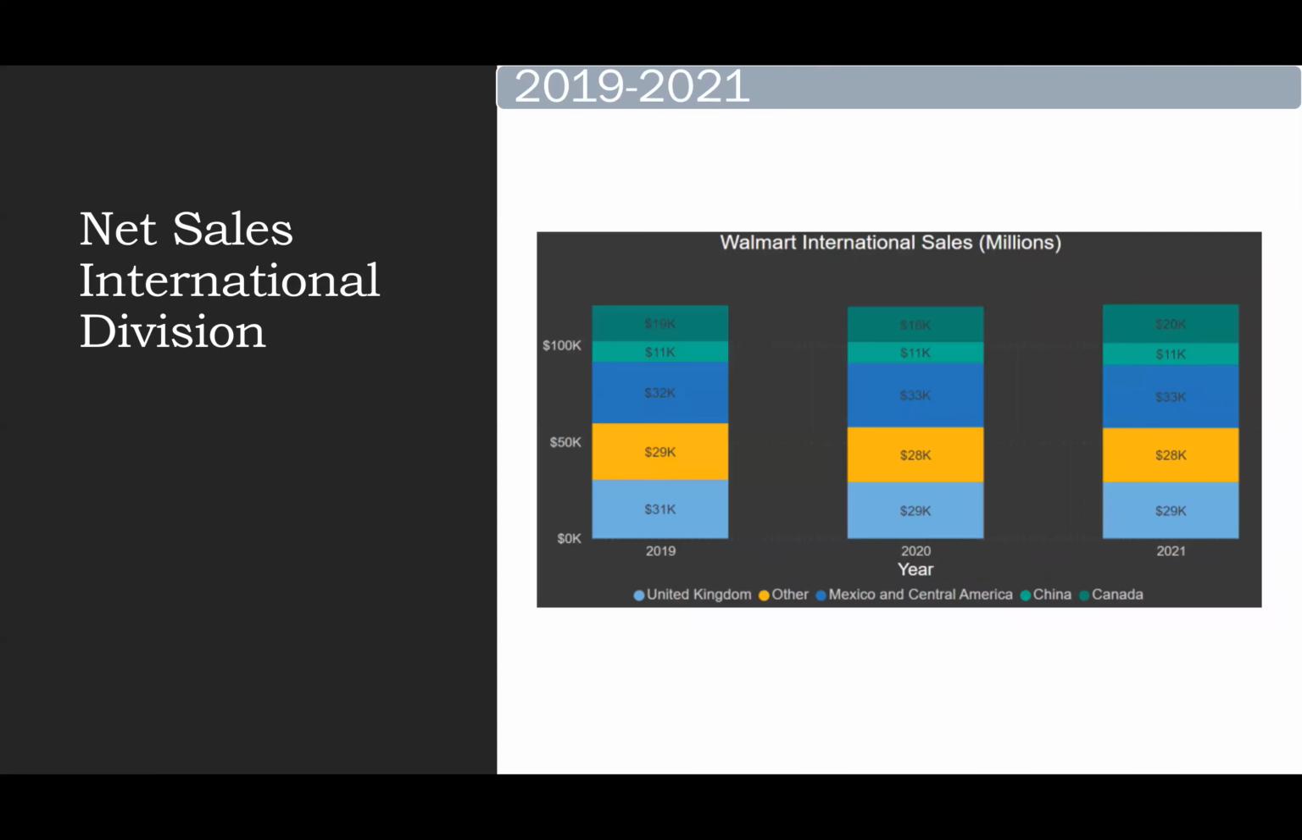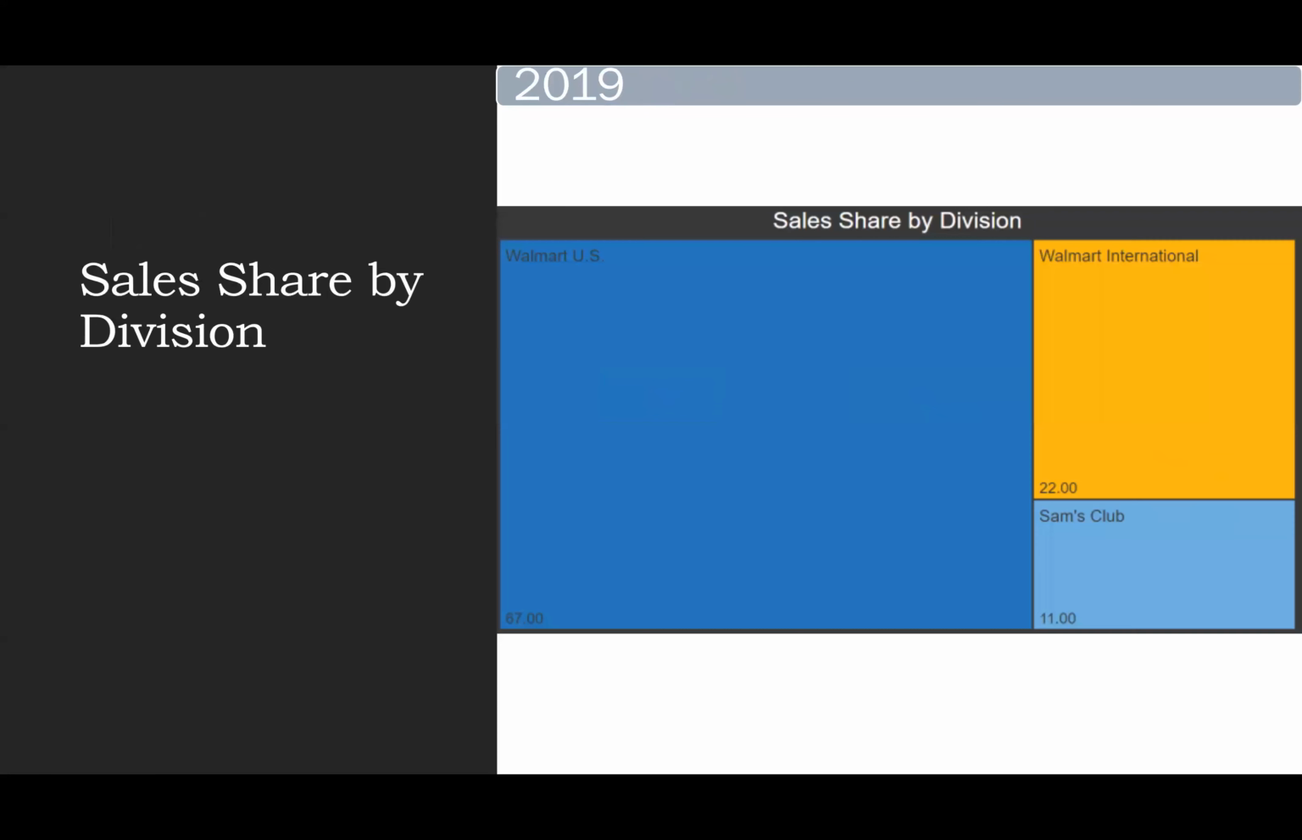We can see that even though revenues may increase, net profit has remained in a steady but low increase. International division net sales also show that the United Kingdom and other countries outside Mexico, Central America, China, and Canada have the most important and predominant markets here. We will be discussing the future opportunities of Walmart in India in the future slides.